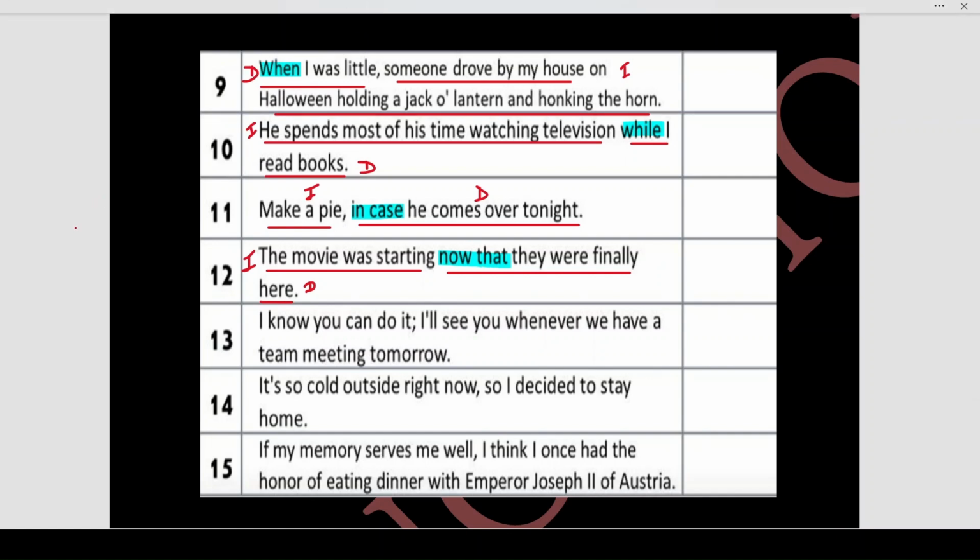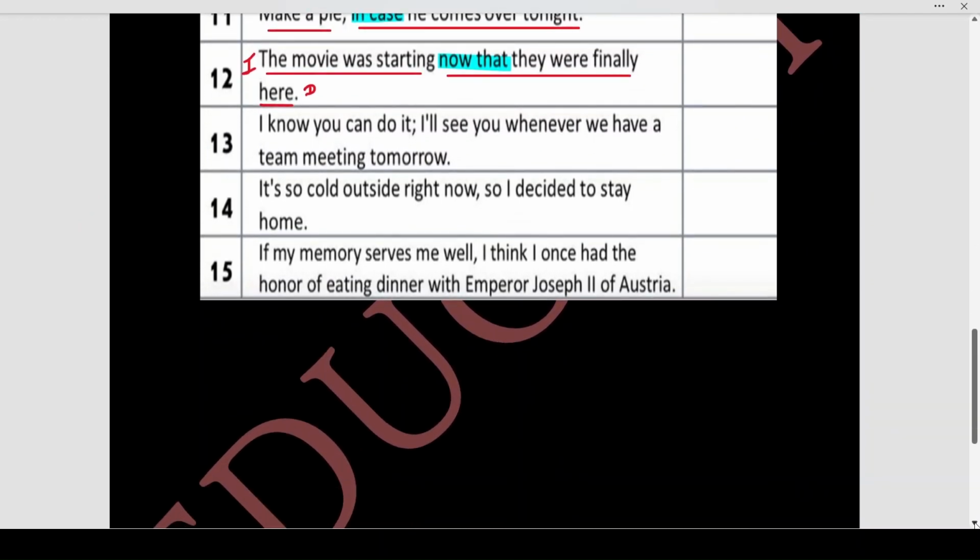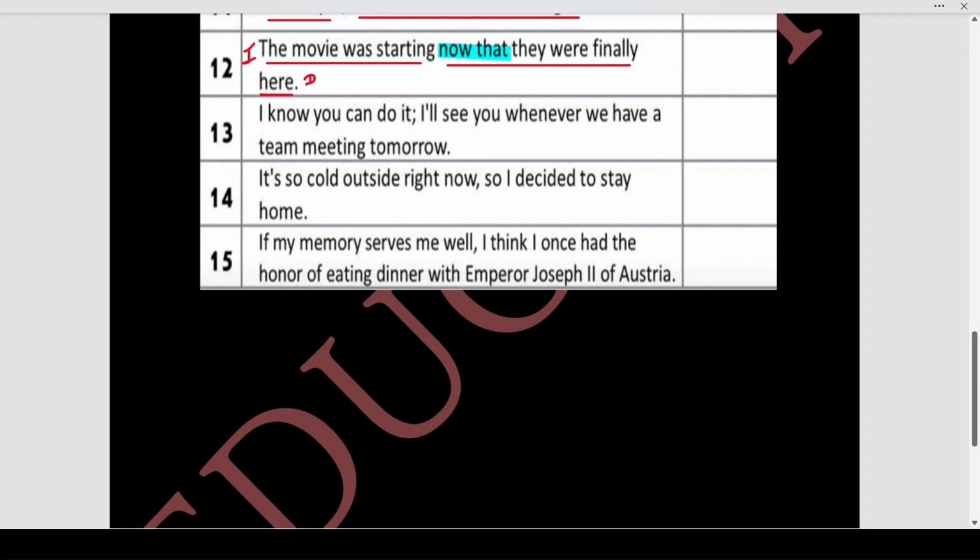Now, 13th one. I know you can do it. I'll see you whenever we have a team meeting tomorrow. Okay. Now, here the subordinating conjunction is "whenever". Now, it's so cold outside right now, so I decided to stay home. So, I decided to stay home.